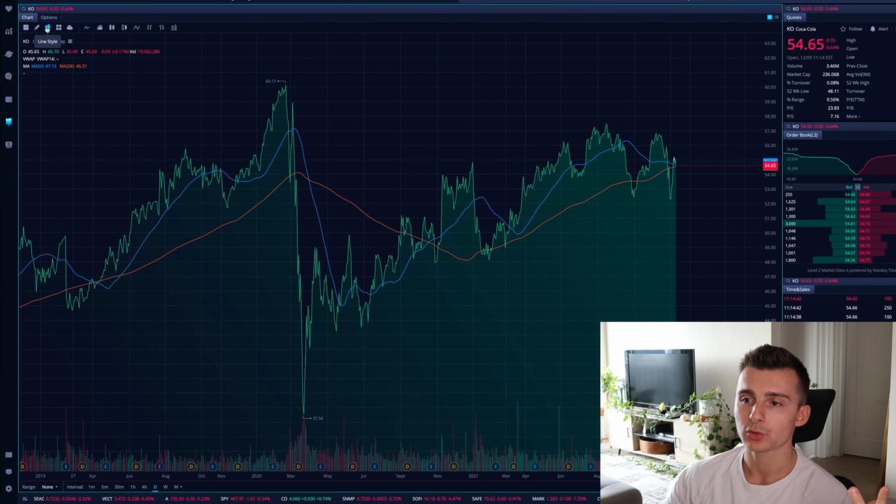This is a line chart. So up in the top, I go to line style, where these little candles are situated on the chart. And then I go over to the line chart. That is the line chart.